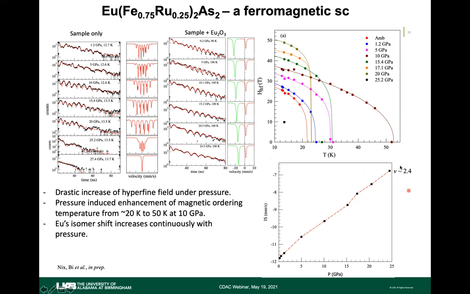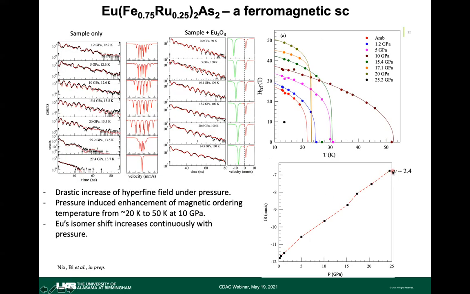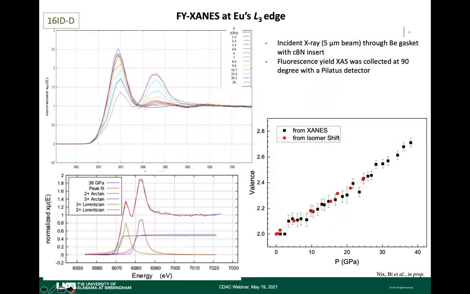So that could be the reason the magnetism is suppressed at higher pressure. Because we actually ran out of time when we were doing this Mossbauer experiment, we didn't collect more data on the isomer shift at the higher pressure when the magnetism was suppressed. So we did another experiment, a fluorescence yield X-ray absorption experiment at the europium L3 edge.